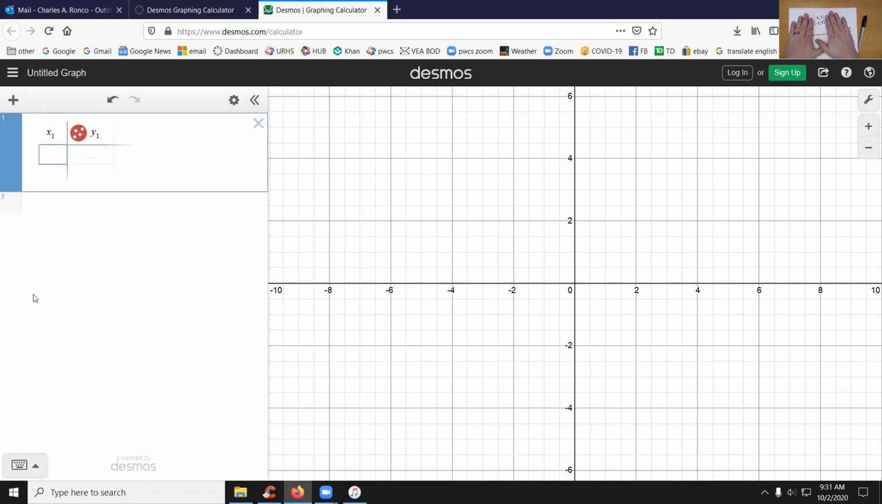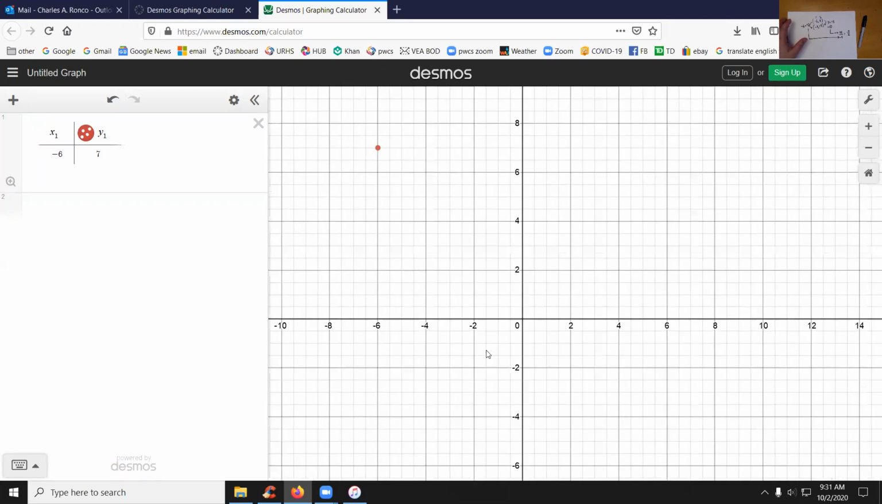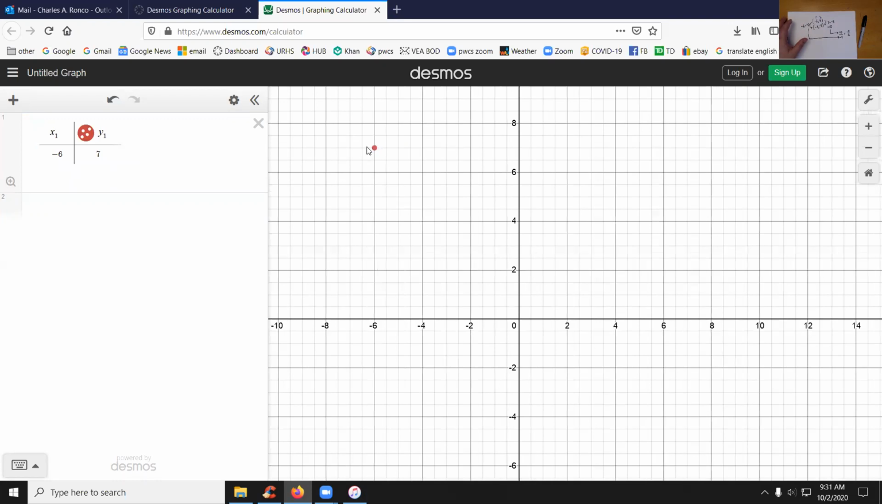Now, what we're going to do is put in the X and Y values. We're going to put the points into this table. Now, remember, the first numbers are the X's and the second numbers are the Y's. So we're going to go ahead and type in -6, 7. And in fact, if we zoom out, you can see the point. It immediately pops up on the graph.